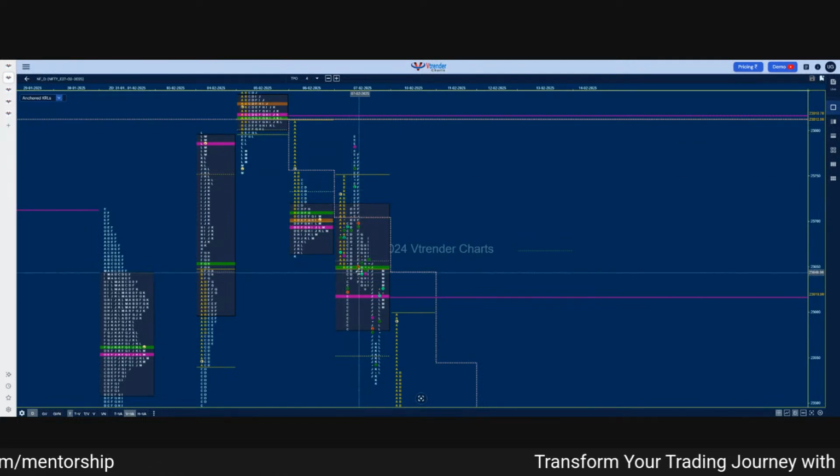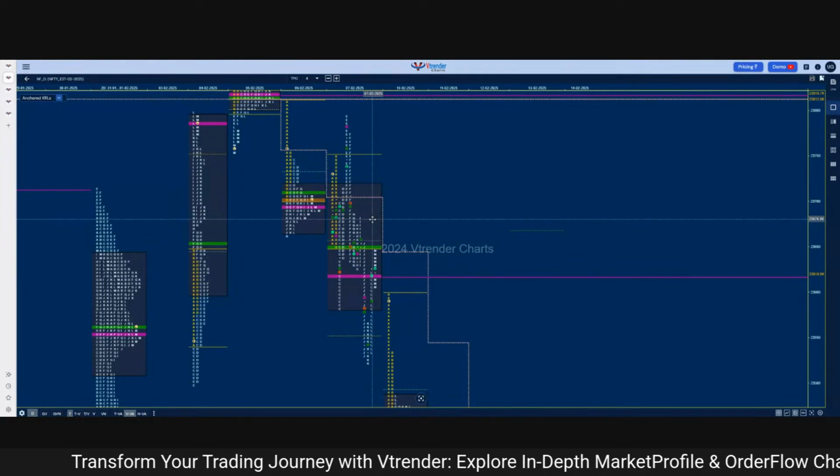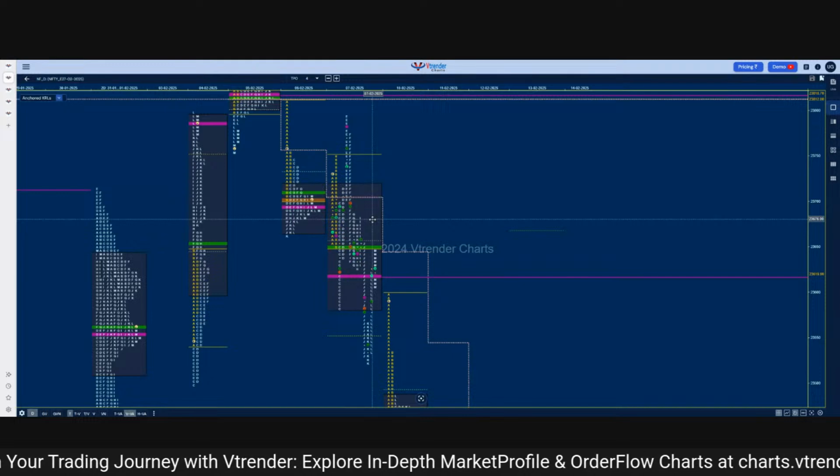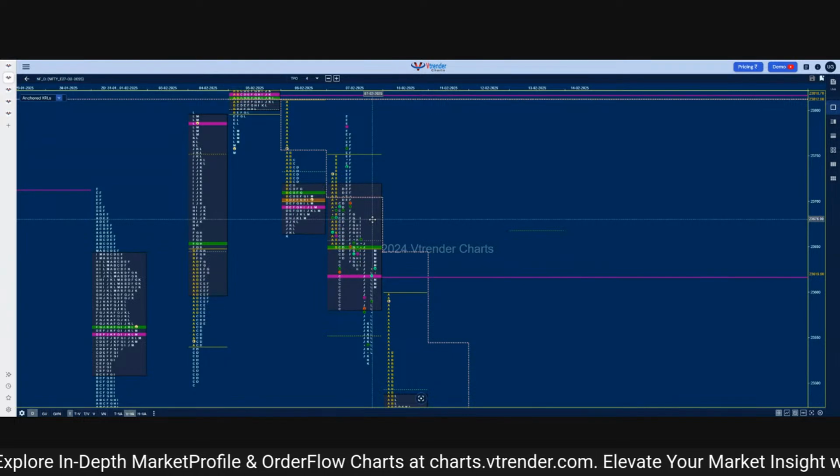So both these targets were achieved, but the importance of the failed auction is that it is giving you a swing view. It is telling you where the auction has faced a rejection in which direction, and now you can look for a probe in the opposite direction. So that is what happened.